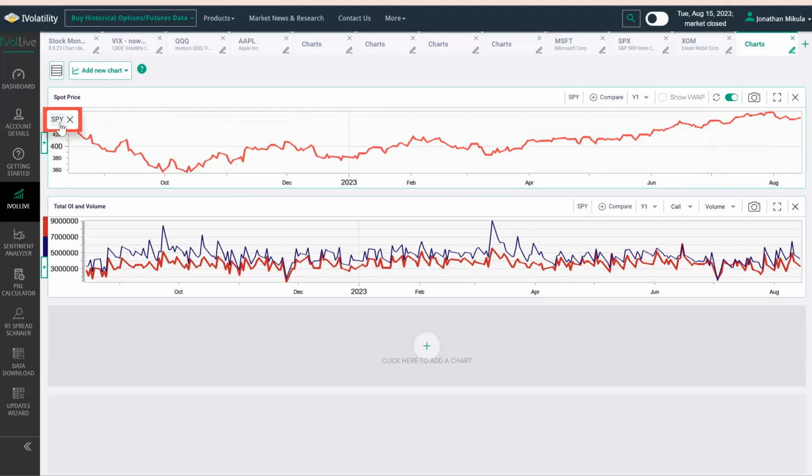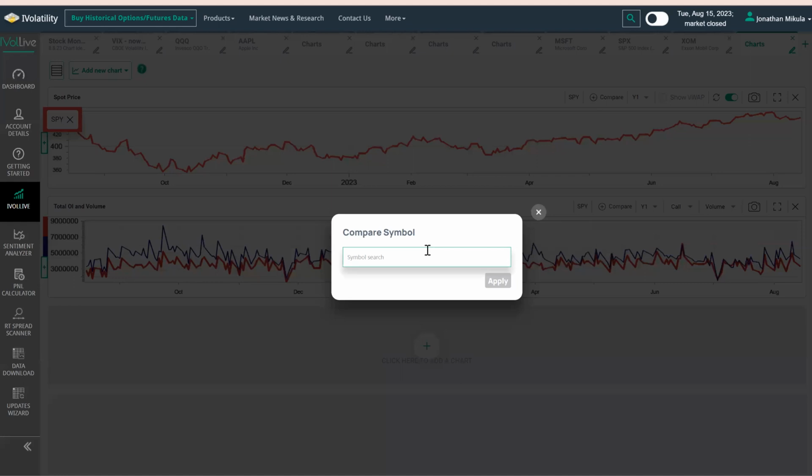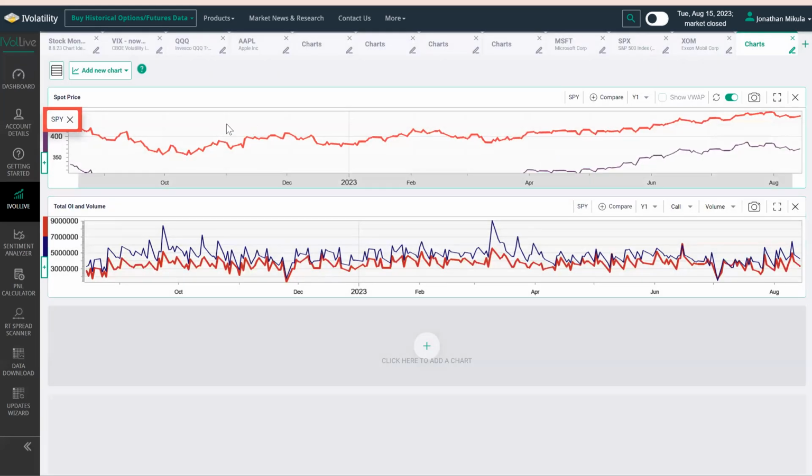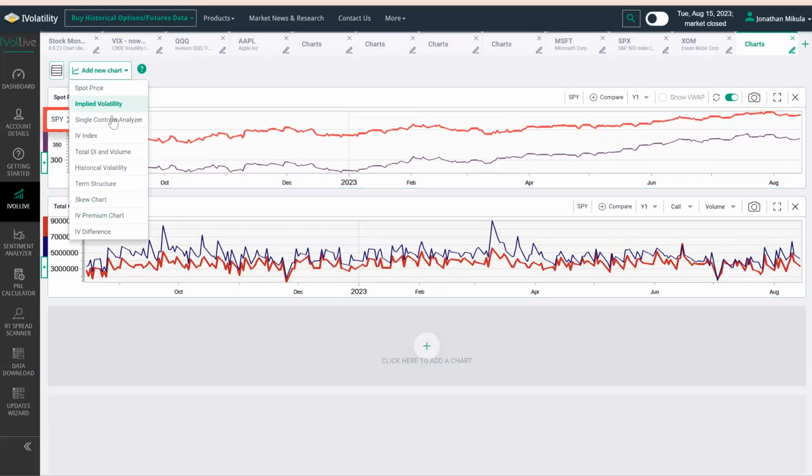And then if you wanted to compare different things to SPY, you would just click the compare button and you could add NDX, you could add QQQ, things like that to these charts. Or again, you can create your own, as you see fit.